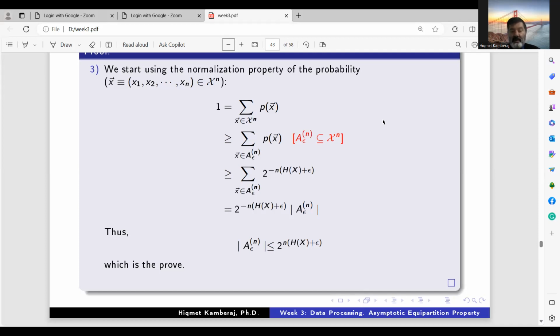Now, this is furthermore equal to, since 2 to the power minus n(H(x) + epsilon) does not depend on the vector x, I can bring it outside. Then I have 2 to the power minus n(H(x) + epsilon) times the sum of all x from A epsilon, which will give me the cardinality of the A epsilon n set. Therefore, we can rearrange this. Then you get that the cardinality of A epsilon n is less or equal to 2 to the power n(H(x) + epsilon), which is a proof.